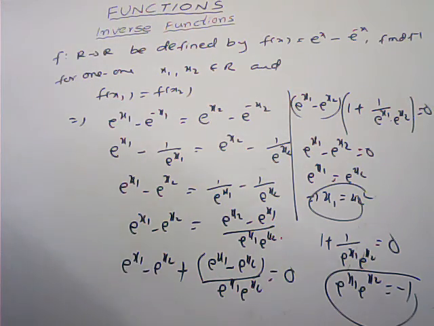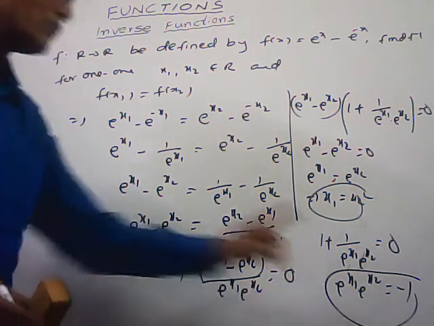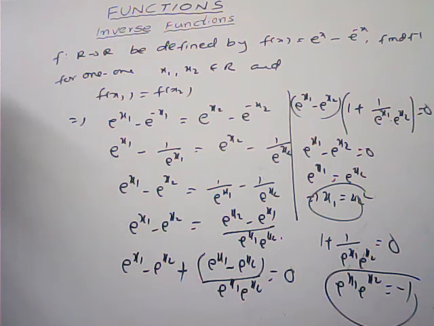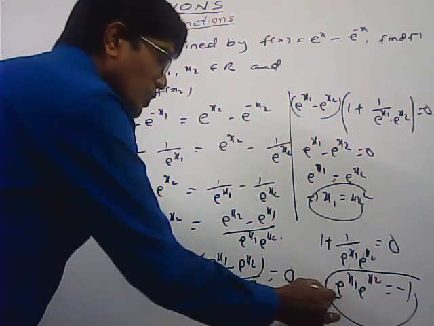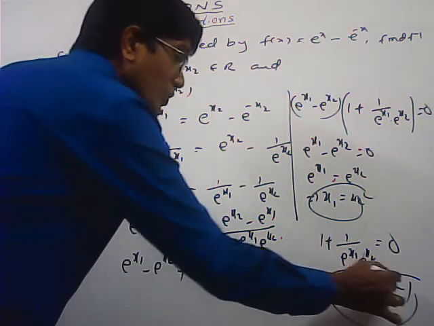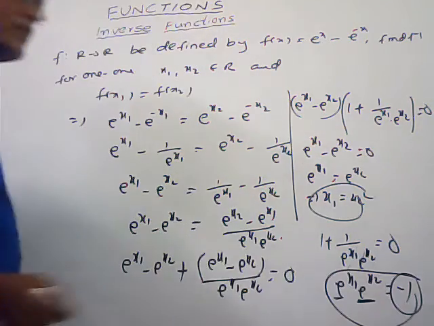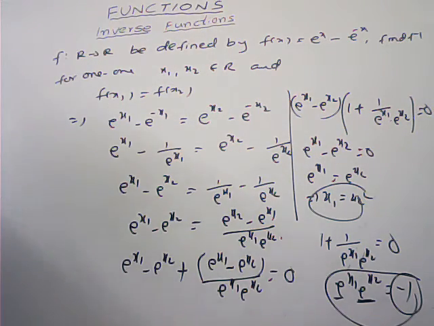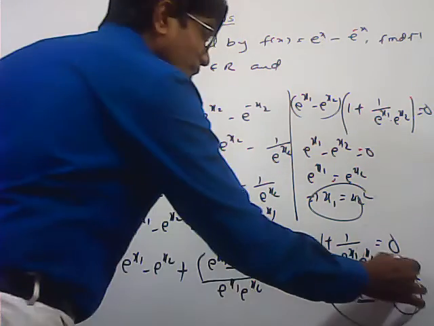Now here you can see the exponential function, for every x belonging to R, is always positive only. Here e^x1 is positive, and e^x2 is also positive. But positive into positive you never get a negative value. Here the product is minus 1 we got. So here we are not getting the solutions.